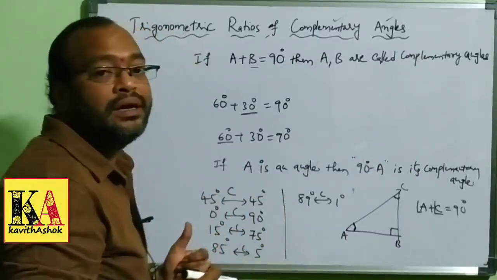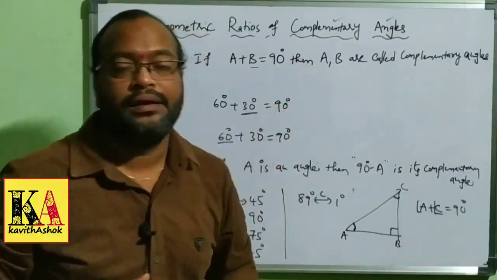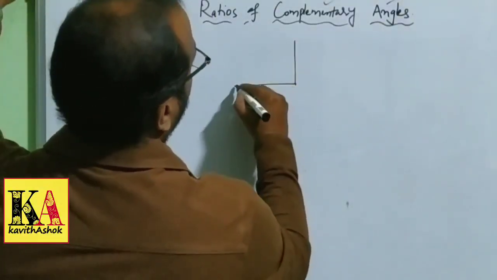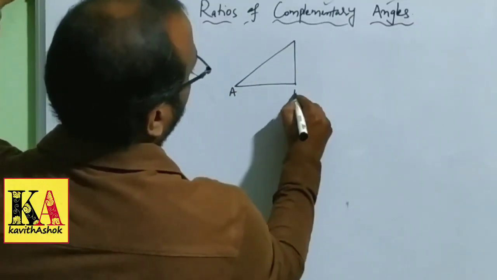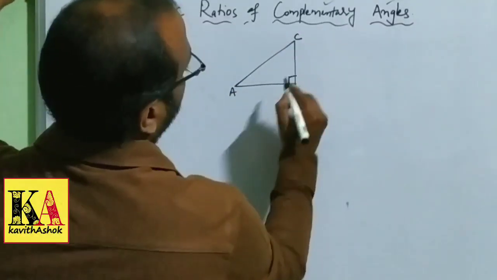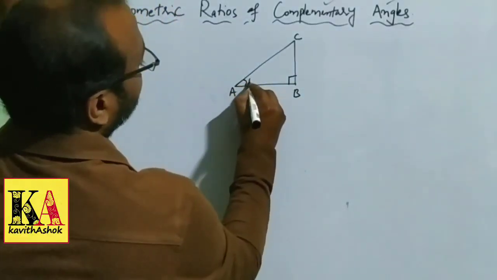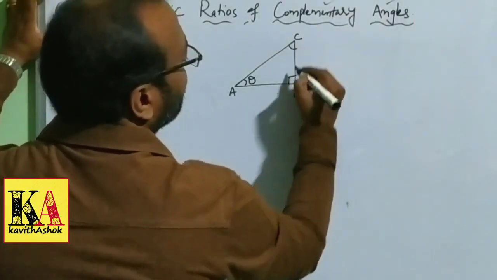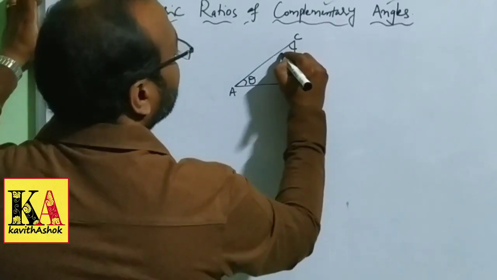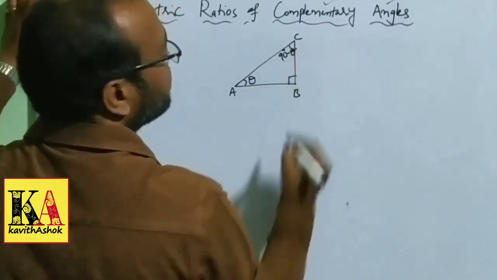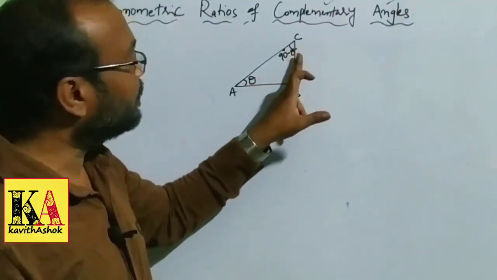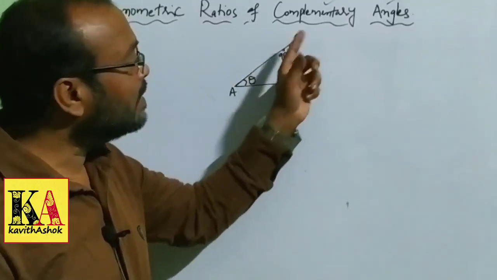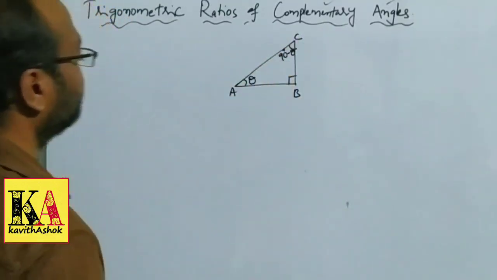Now we will check the trigonometric ratios of complementary angles. We will take the right angle triangle again, A, B, C. Suppose we take angle A value as theta. Then what will angle C become? This is already 90, this is theta, so this will become 90 degrees minus theta. If we add these two, A plus C, theta gets cancelled, then automatically it will become 90 degrees. So that's why these two angles are complementary angles.